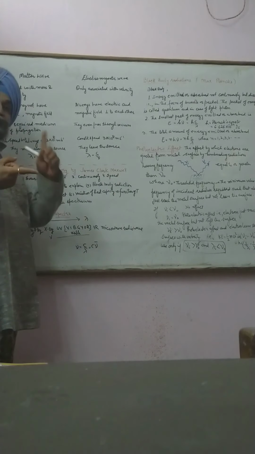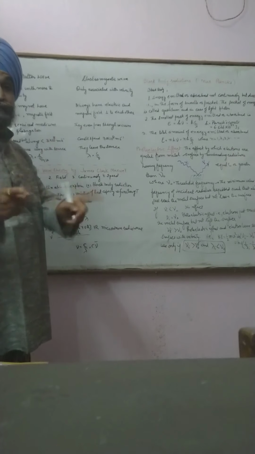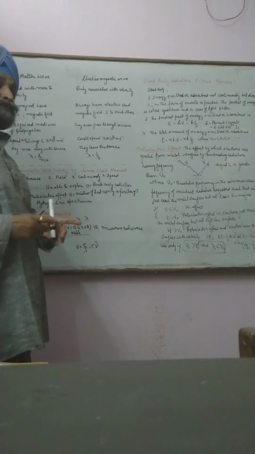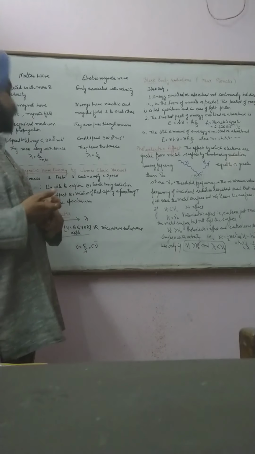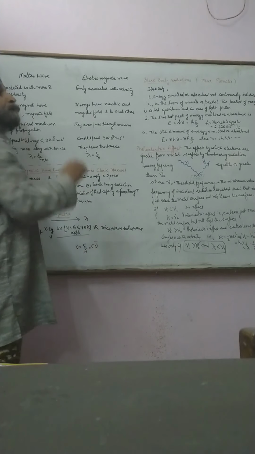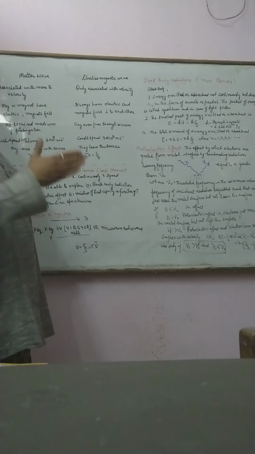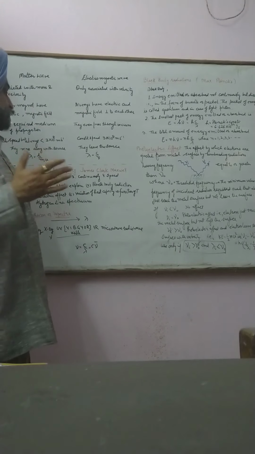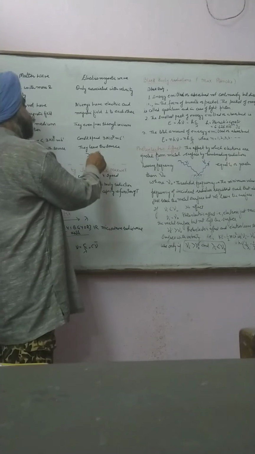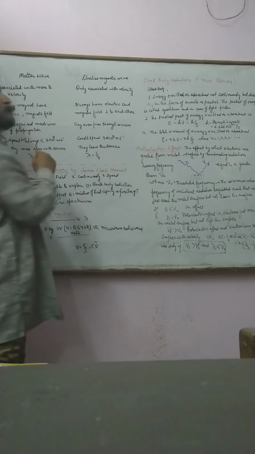They are associated with electric and magnetic fields both, not either or, both. And both are perpendicular to each other and to the direction of propagation. They are emitted or absorbed continuously, and they move with a constant speed, that is 3.0 times 10 to the 8 meters per second.